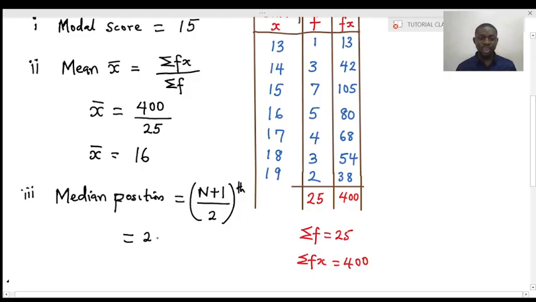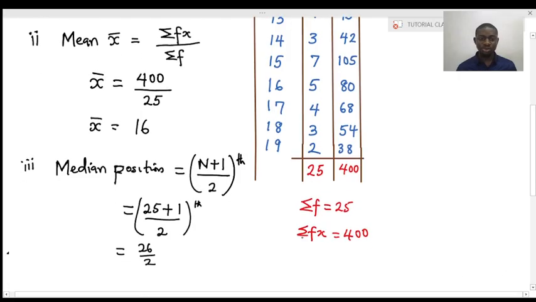So that will become 25 plus 1 divided by 2, which is 26 divided by 2. That gives us the 13th position. So the value that falls into the 13th position will become our median. How then do we determine that? The value that falls into the 13th position. You go back to this table.